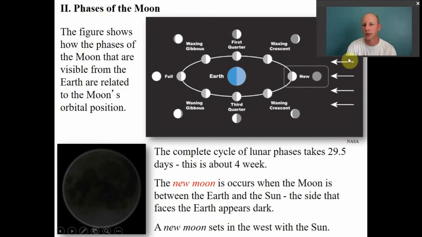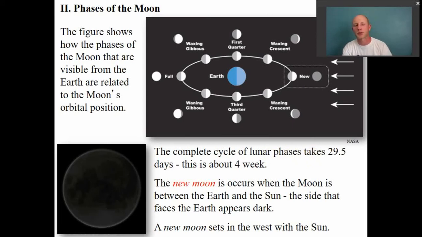Over here we have the sun, and here's the new moon. If you're standing here on Earth looking at the moon, half of the moon is illuminated, just like the Earth is. However, we can only see the dark side of it. Therefore, it's the new moon, and you cannot see the new moon. It is pitch black. Then as it continues its rotation around, we're able to see the waxing crescent. Waxing means it's starting to grow. The complete cycle of the lunar phases takes about 29 and a half days, which is about 4 weeks.